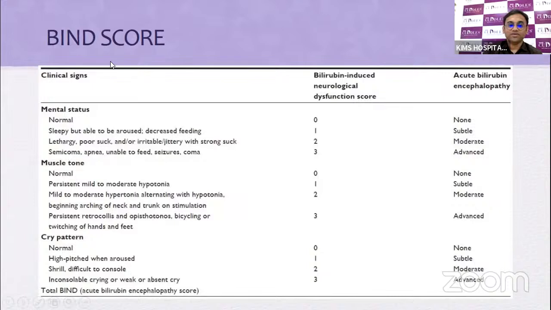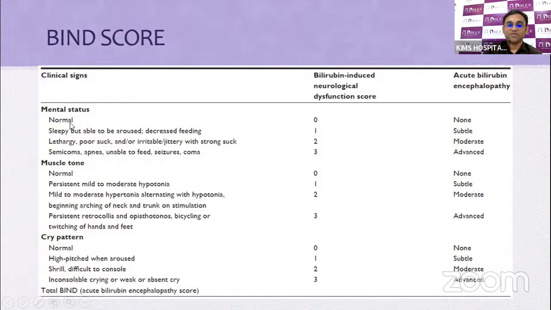So we usually follow the BIND score in order to assess bilirubin-induced neurological dysfunction. It consists of three important parameters: the mental status, the muscle tone, and the cry pattern. We give a score of 0, 1, 2, 3. 0 is usually normal, and 3 means more advanced dysfunction is happening in the baby.